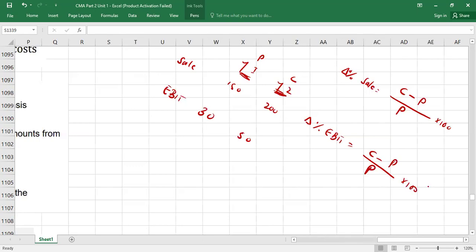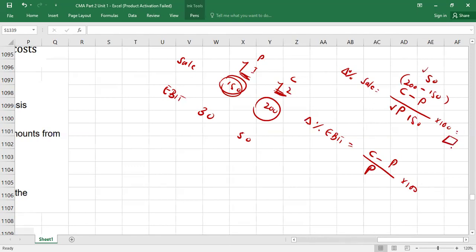For example, let's apply it for the sale. What is the current year sale? 200 minus previous year sale, which is 150. Obviously, 200 minus 150 is 50, the difference. Divided by previous year, which is 150. Now if I take 50 divided by 150 multiplied by 100, I'll get the percentage change in sale.